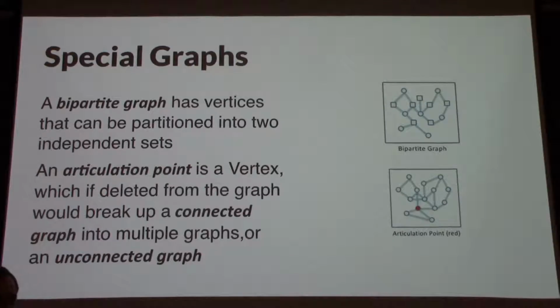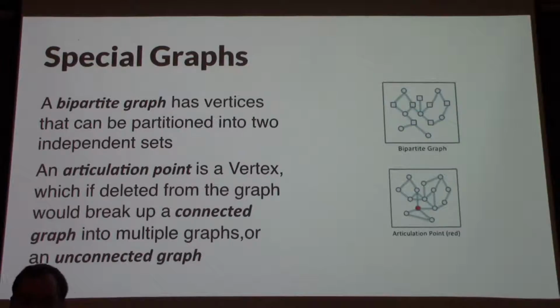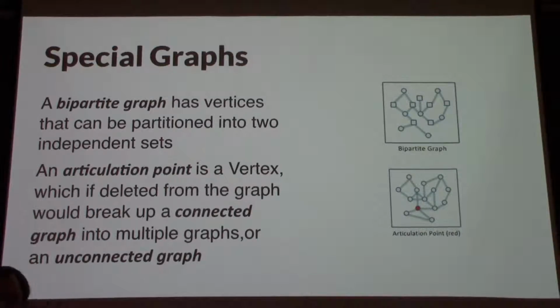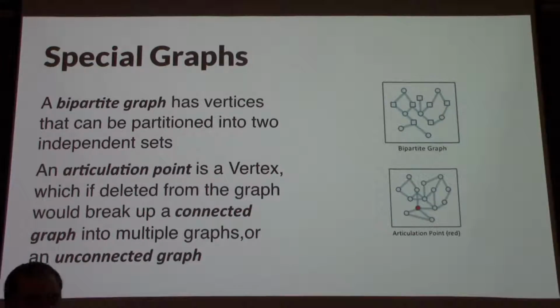An articulation point, this is just a couple of graph terms now that we've discussed the main graph types. An articulation point is a vertex which, if deleted from the graph, would break up a connected graph into multiple graphs, or an unconnected graph. So in this example, if I delete this node here, this would be one subgraph and this would be another subgraph. They wouldn't be connected anymore. And these articulation points are important in many cases because if we, for example, want to optimize a layout, we would be looking for articulation points and so on.